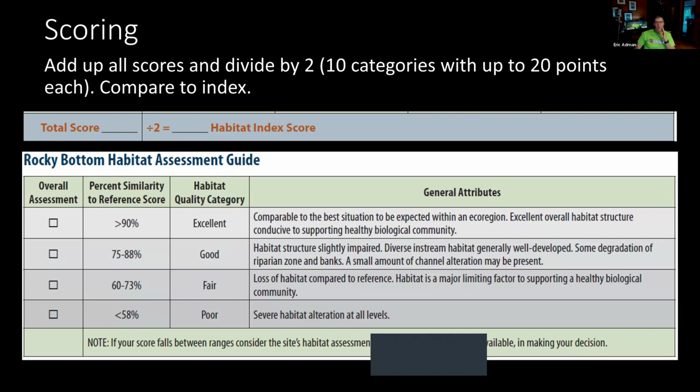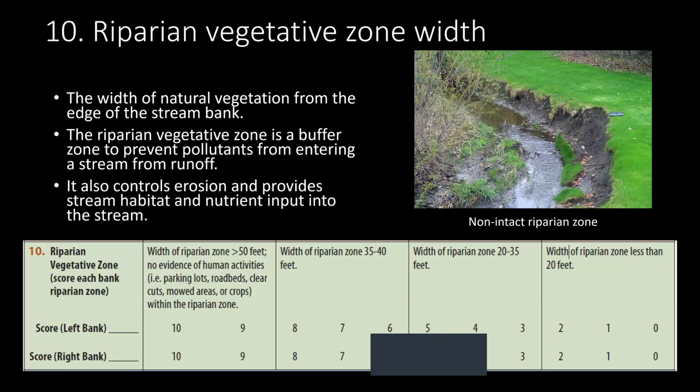Eric, I have a question. Sure. What do you do if one side of the bank is a restored riparian zone and the other side is not? How would you factor that into the equation?